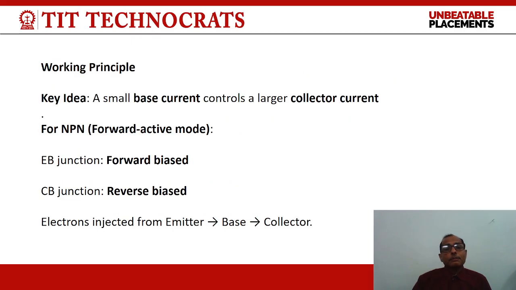Now working principle: a small base current controls a larger collector current. For NPN transistor, in the forward active mode, emitter base junction is forward biased and collector base junction is reverse biased. So electrons are injected from the emitter, then to the base and then to the collector.